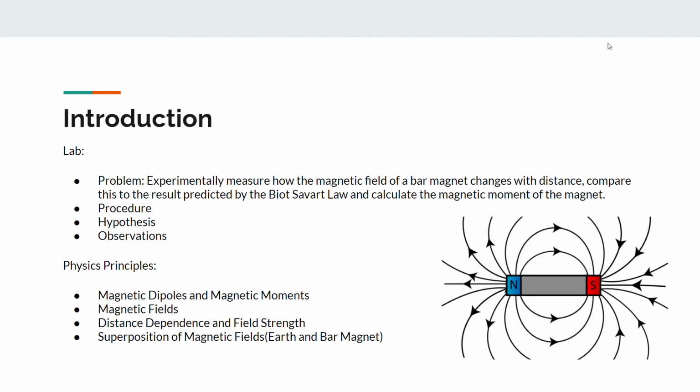The problem of Lab 3 was to experimentally measure how the magnetic field of a bar magnet changes with distance, then compare this to the result predicted by the Biot-Savart law, and calculate the magnetic moment of the magnet.